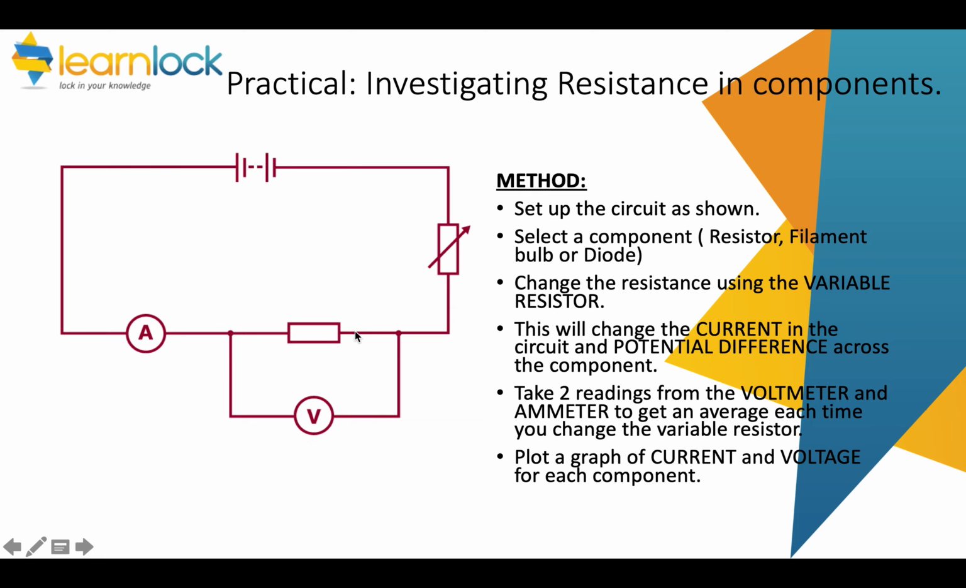The component you will place here, so in this example it's a resistor, but it could also be a bulb or a diode. You will then change the resistance using this variable resistor, and that will change the current and the potential difference. And you'll take two readings, one of the current, one of the voltage, and do that twice to get an average. You then will plot a graph of current against voltage for each of the 3 components.